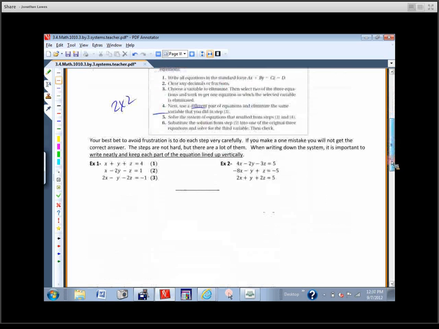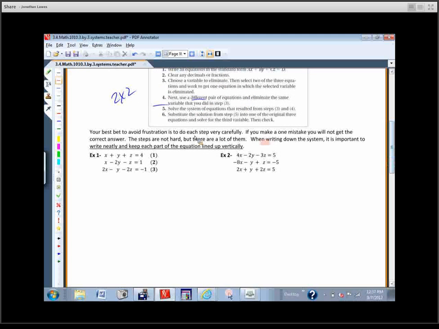Now, I wrote this down. I'd like you to pay careful attention to this. There are a couple sentences here. We're actually going to read these. So Jared, would you read that sentence right there? Your best bet to avoid frustration is to do each step very carefully. Okay. So if you try and rush through these, you're going to make mistakes. So go through nice and slow and be careful.